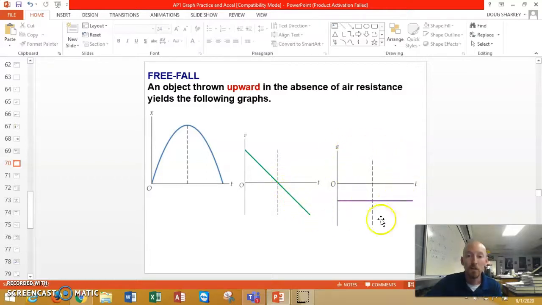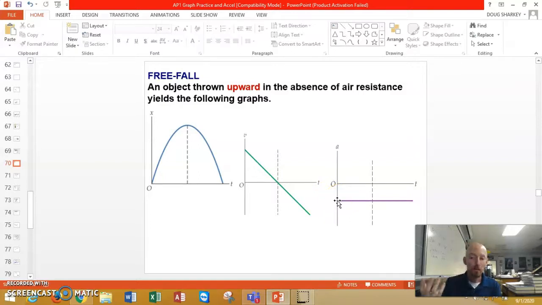What about acceleration in time? Well, it's constant. In fact, what is it? It's negative 9.8. I usually have it negative as it's always pulling on us this way, right? The force due to gravity is always pulling us down. So I always have 9.8 as negative 9.8.